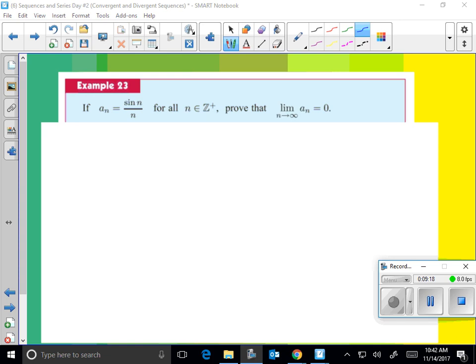All right, so let's employ squeeze theorem to show that the limit of this sequence, or the convergence of this sequence, exists and it converges to 0. What do you think we should do?